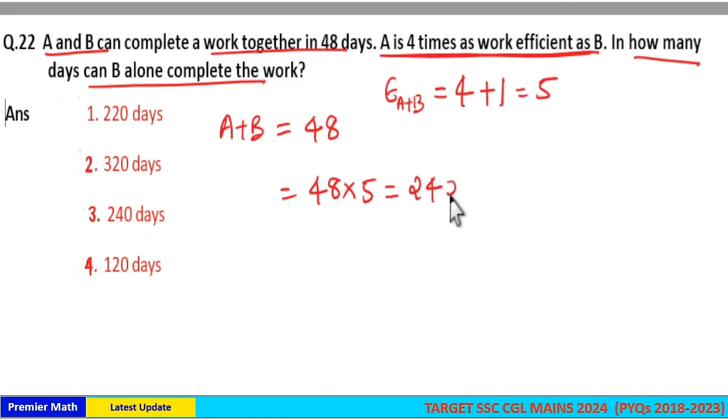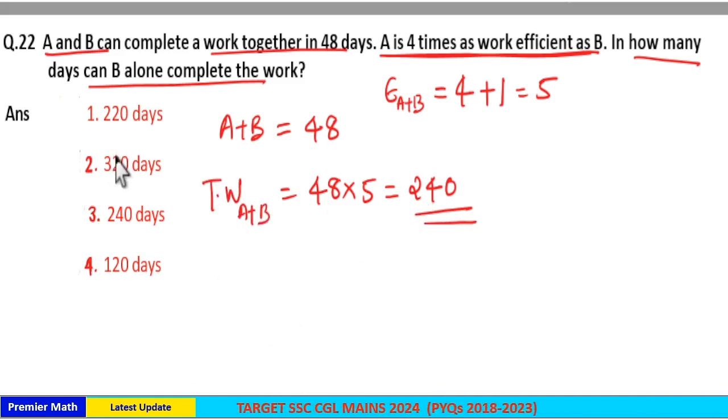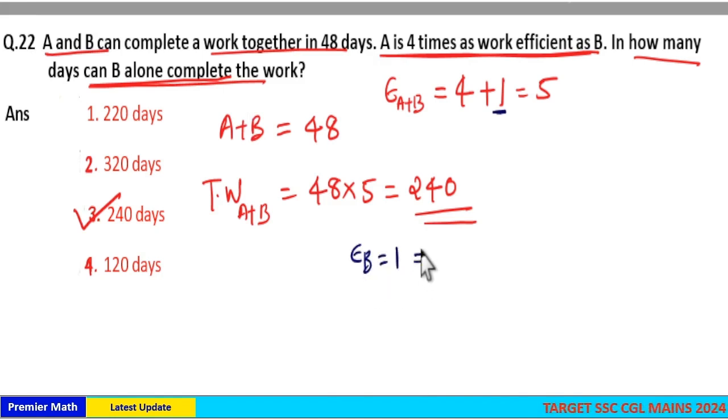Which is equal to 40 into 5, 200, 8 into 5, 40. So 240 units of work is the total work completed by A and B. Then B alone has to complete this 240 units of work in 240 days. So option 3 is your answer. Because B's efficiency is 1 unit. Efficiency of B is 1 unit means the time taken by B to complete the work is equal to 240 days.